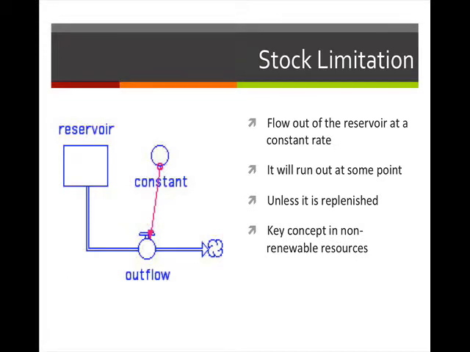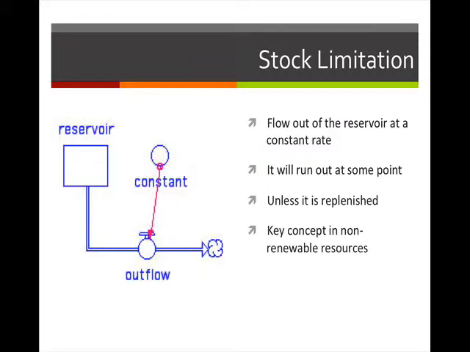So for stock limitation, you can have a reservoir, an outflow, and then a constant or some other control of the rate. It doesn't have to be constant, but the outflow just continues to go out. And at some point, the reservoir is just going to run out. There's nothing here to keep it from all being depleted, unless it's replenished. And so this is a key concept in the difference between non-renewable and renewable resources.